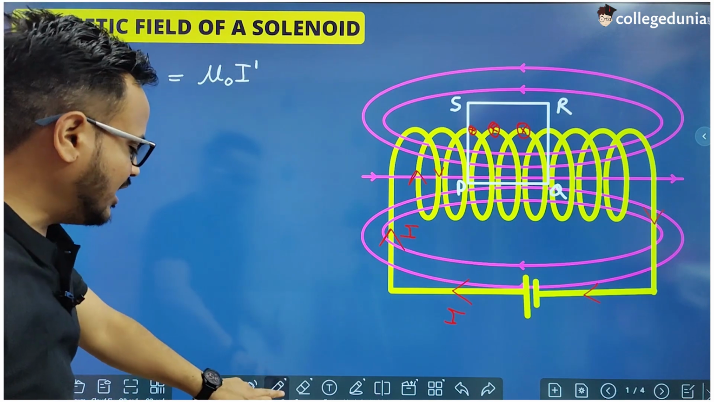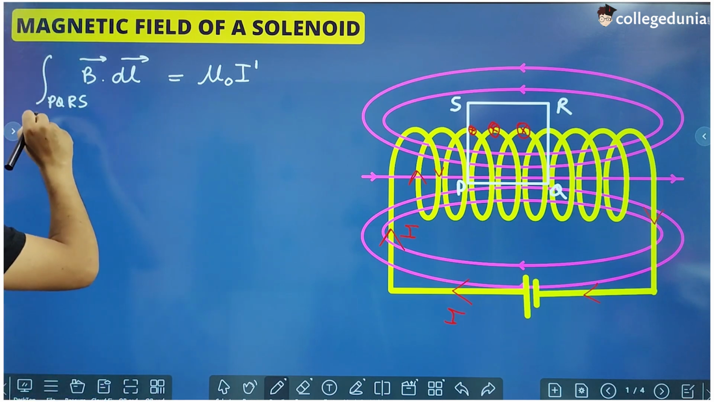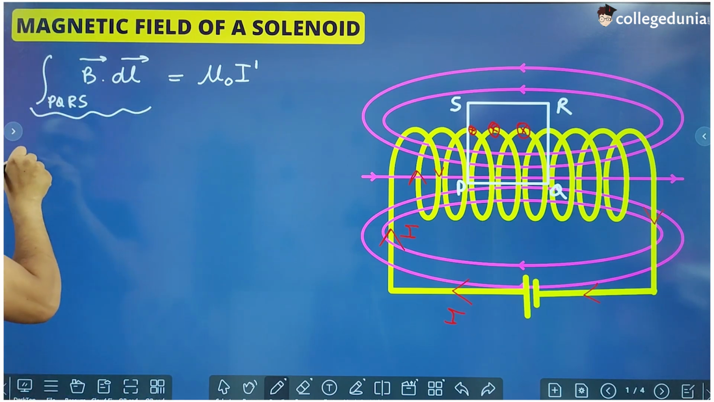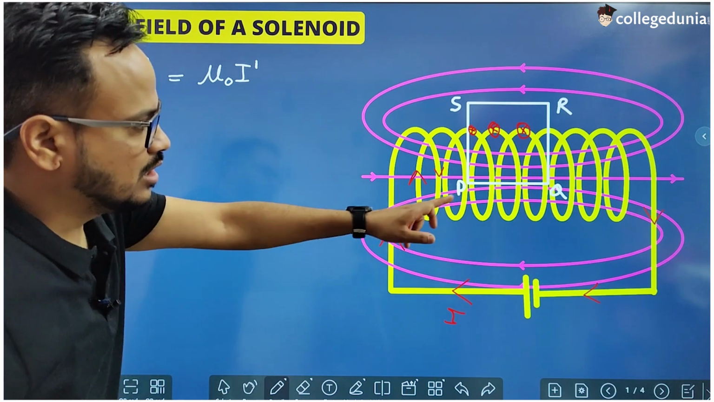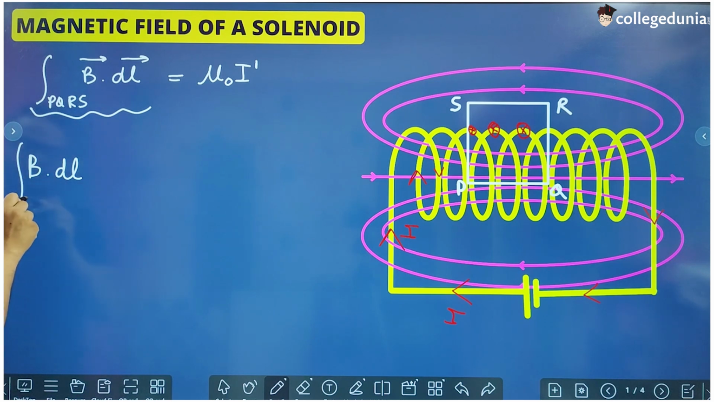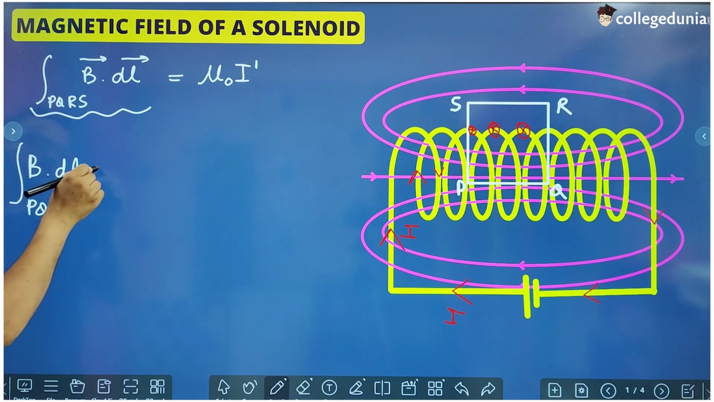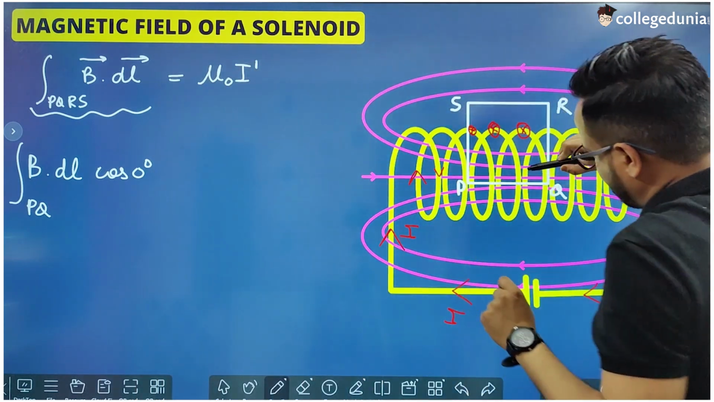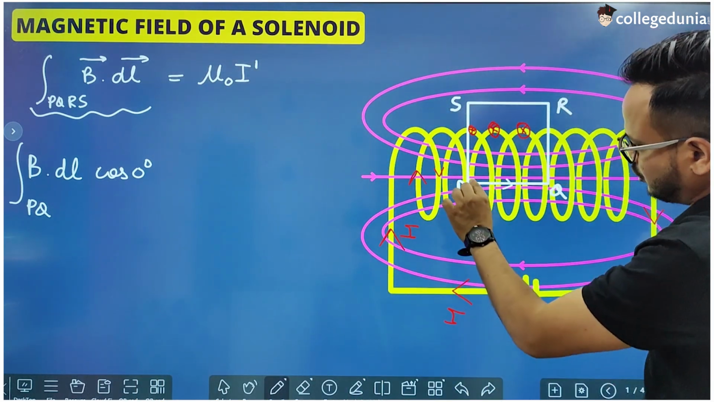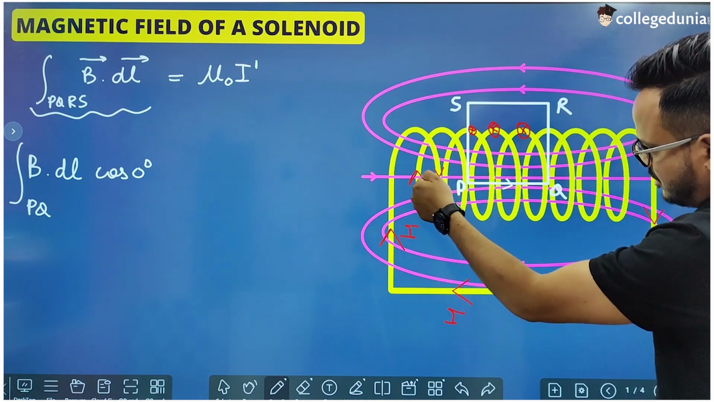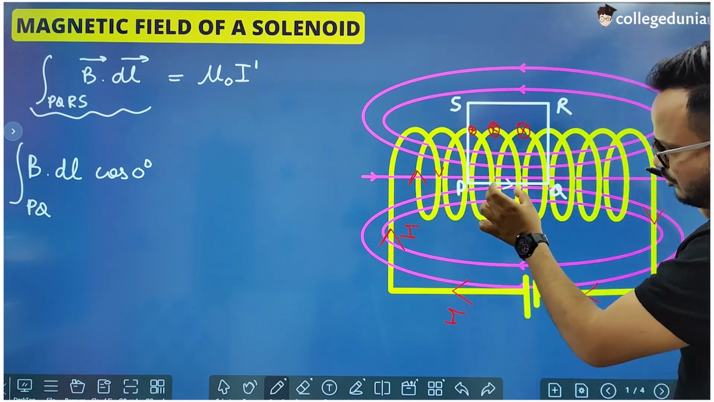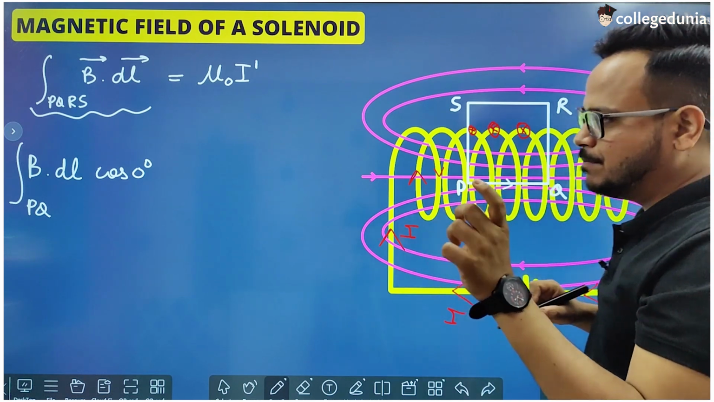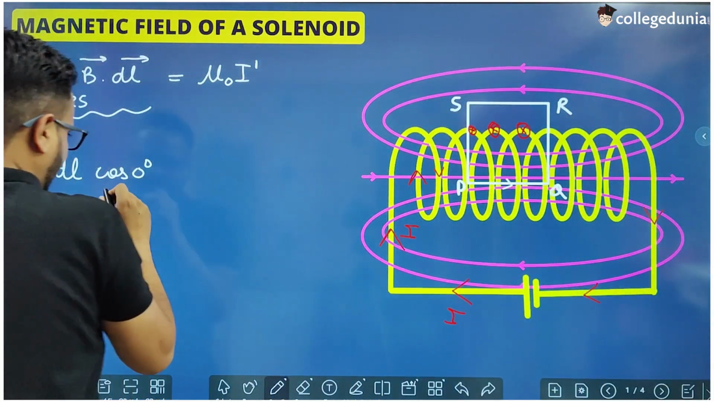Now first we will expand B dot dl. We are going to write it in 4 parts. First, B dot dl for the side PQ is B dl cos 0 degree, right? Because the direction of PQ is this, and the direction of magnetic field lines in this region is also this. So the angle between magnetic field and PQ is 0 degree.